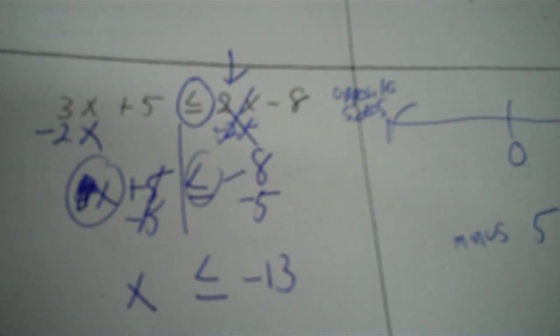So you have x, negative 8 minus 5 is negative 13. So you have negative 13 as your critical value. You want to fill the circle, and that's less than, so it would go this way. Okay, x less than or equal to negative 13.